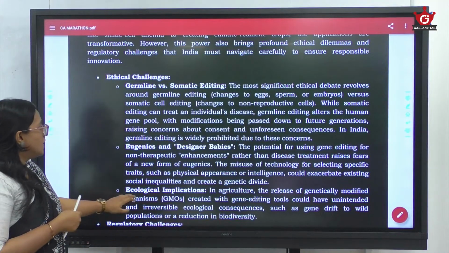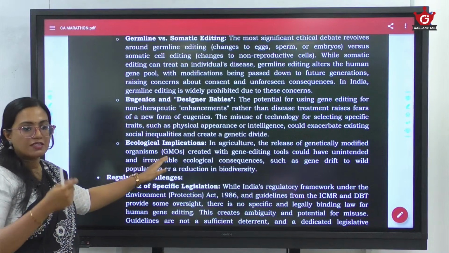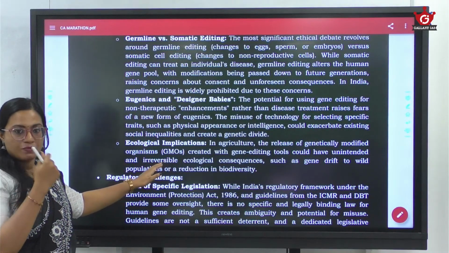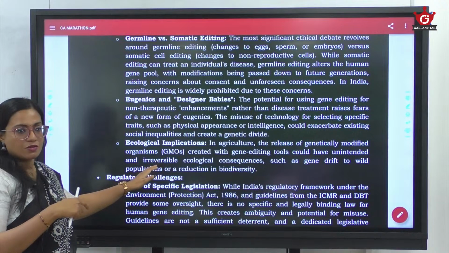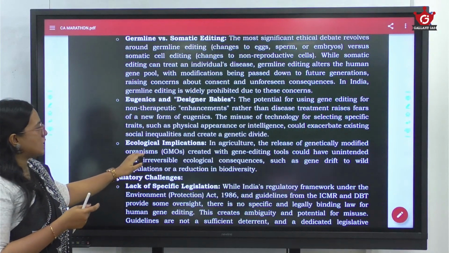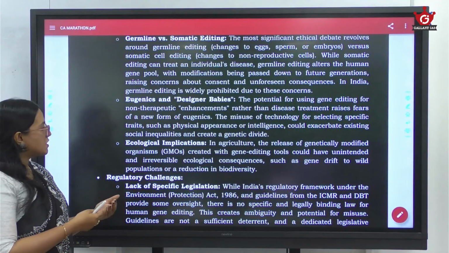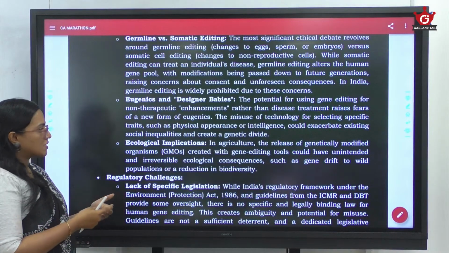Eugenics and designer babies: these are all terms which you will find in your newspapers. It is a very commonly used term. You may be hearing it for the first time, but it's very commonly used. The potential for using gene editing for non-therapeutic enhancements, other than for disease treatment, raises fear in the form of eugenics.